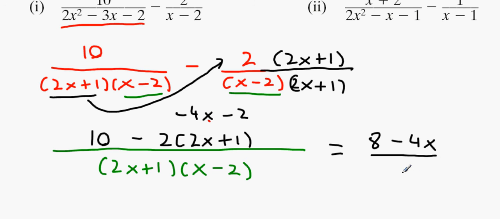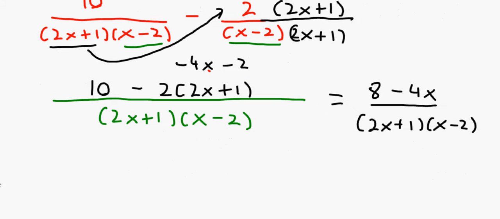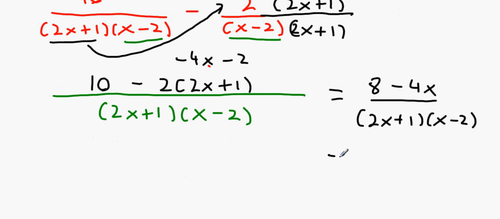2x plus 1 over x minus 2. Now, it isn't fully factorized because we can take 2 or even minus 2 out of the top. Okay, so what we could do here is actually we could take out 4. Let's take out minus 4 from the top.